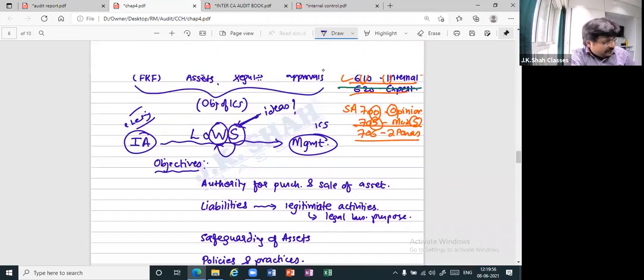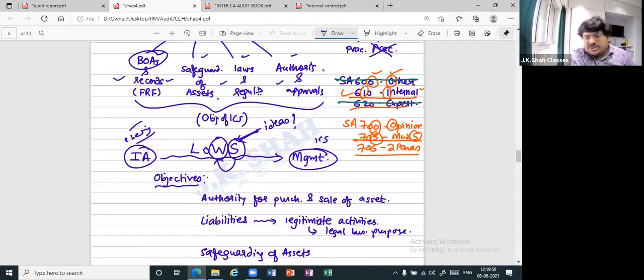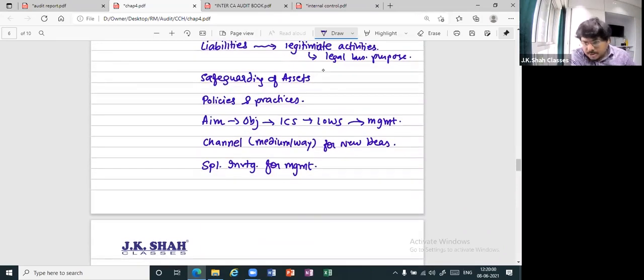Apart from that, can I say he has to also check whether the books of accounts are reliable or not? So what he has to check is whether the books of accounts are accurate, and whether they are authentic.